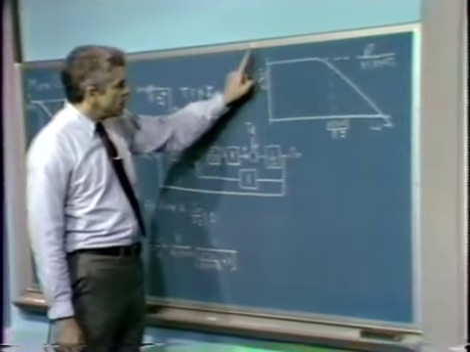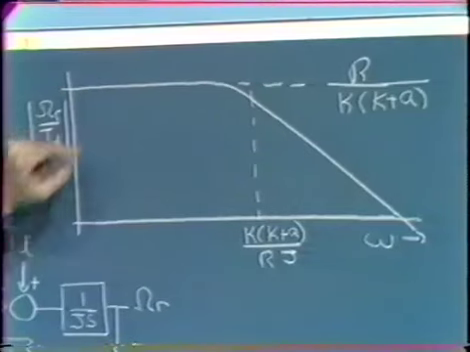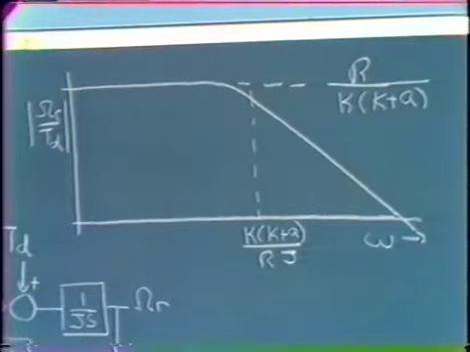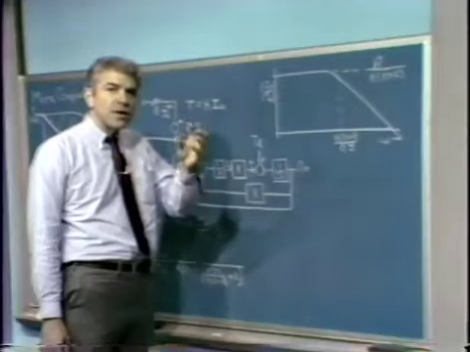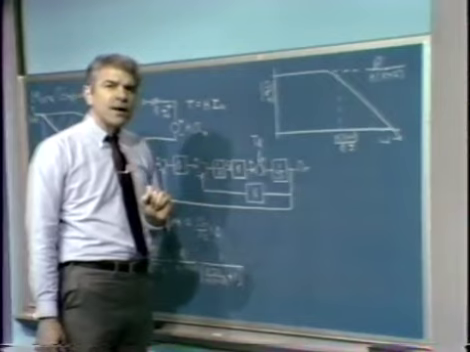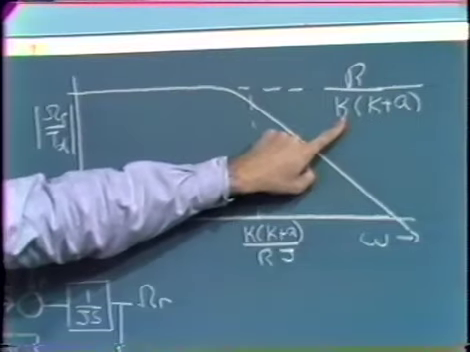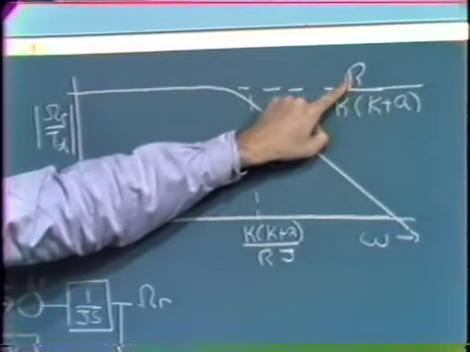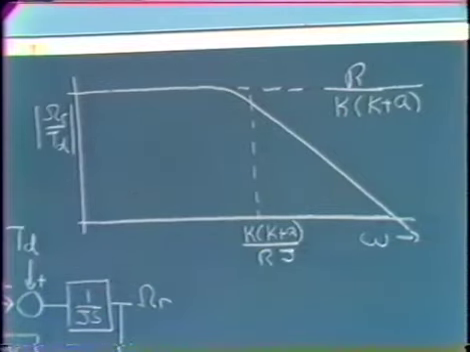Here we plot the magnitude of the speed over the disturbance in Bode plot coordinates as a function of frequency. So what we're doing is measuring the sinusoidal steady state rejection of disturbing torques. We're proposing an experiment where we go in and apply a sinusoidally varying torque to the armature load combination, and we look at how well the motor rejects that. There's a DC value, which was given in our earlier expression, that's R over K times K plus A, so that's the low frequency value.